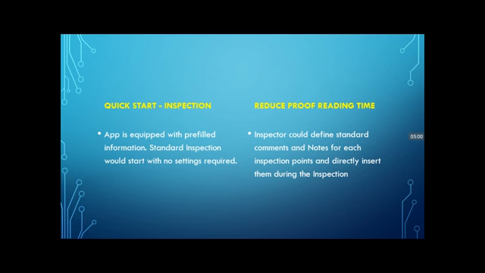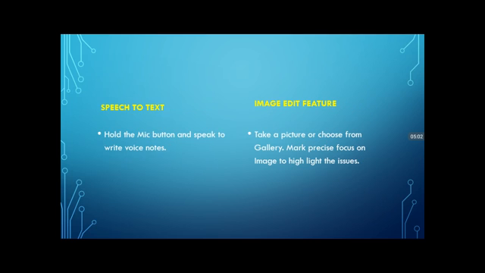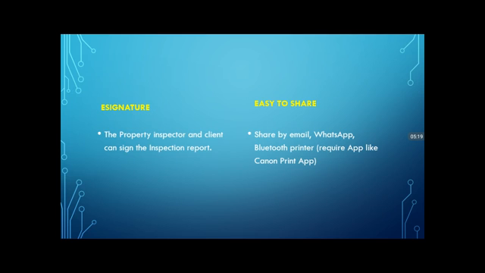Now the image editing feature is a very nice feature where you take the picture and you can mark the focus area. So it's a free text draw where you could pinpoint and include it as part of the main inspection report. At the end of the inspection, you could collect the customer signature, or it's optional information.